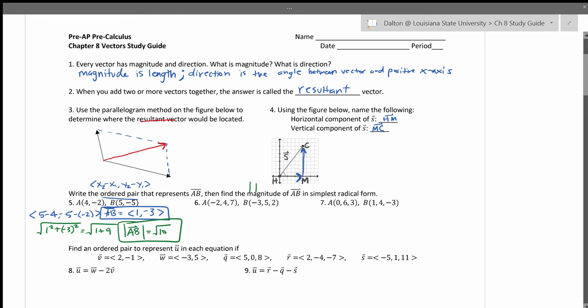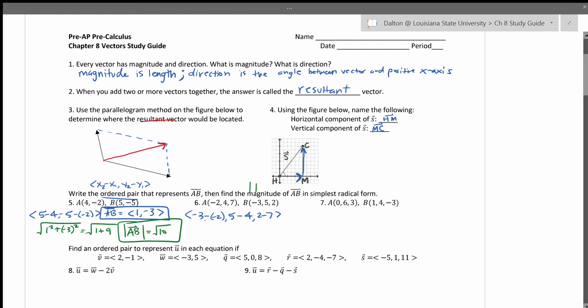We're going to do the same things for 6 and 7, except these are just in 3-dimensional space. So we're going to have the z term as well. So to find the components, we're going to subtract -3 minus -2. Be careful with those double negatives. 5 minus 4, 2 minus 7.